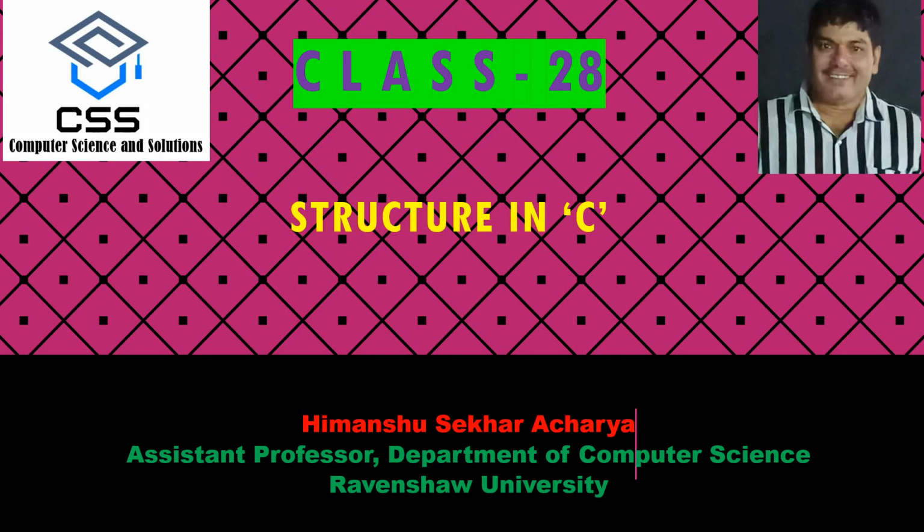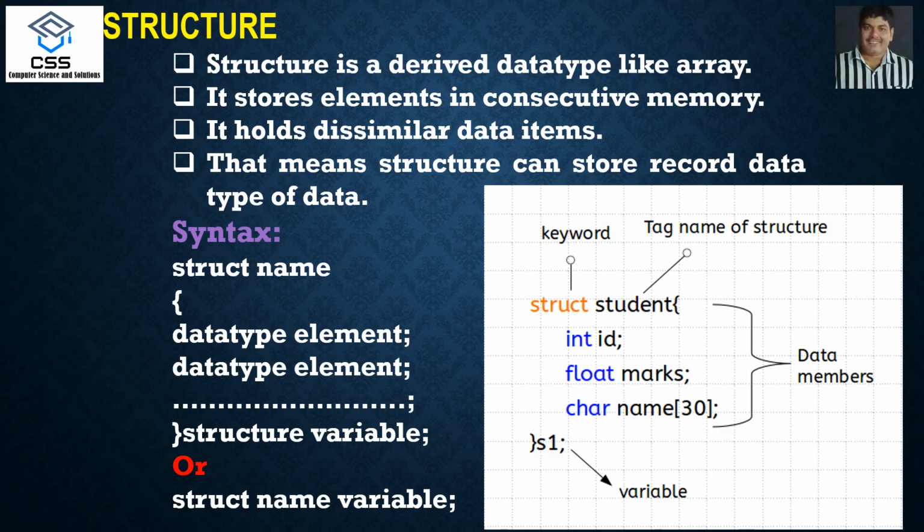Dear friends, in today's class, we have to discuss another derived data type, that is structure. Before discussing structure, let me clarify the difference between the array and structure. Array is a derived data type, structure is also a derived data type, because without primary data types, array and structure cannot be formed.